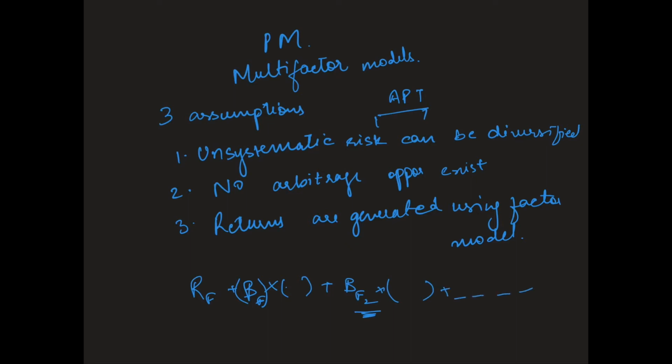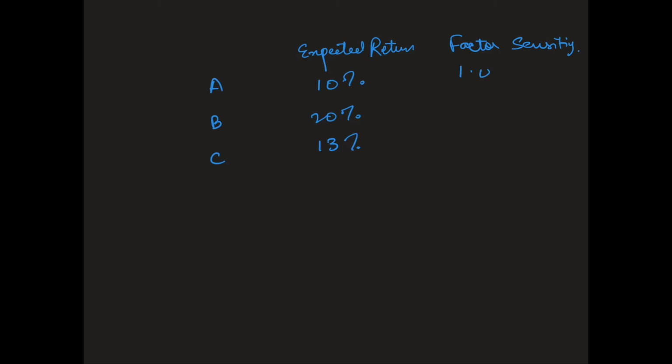So moving to, yeah, so you'll see some numericals like this where there would be three portfolios, there would be expected return, then there would be factor sensitivity. Okay, so expected return, for example, I'm taking an example from Schweizer's here.